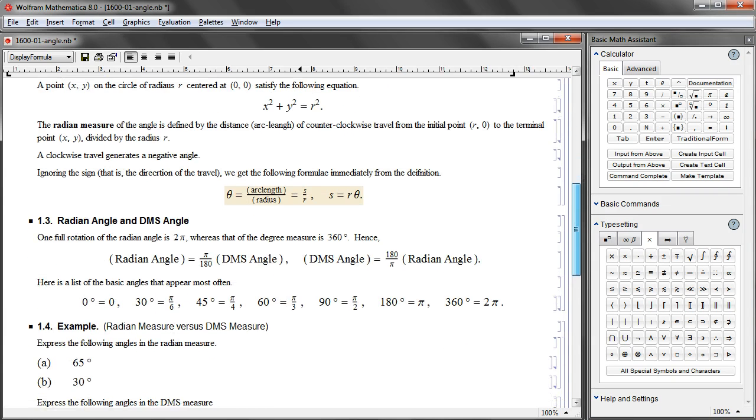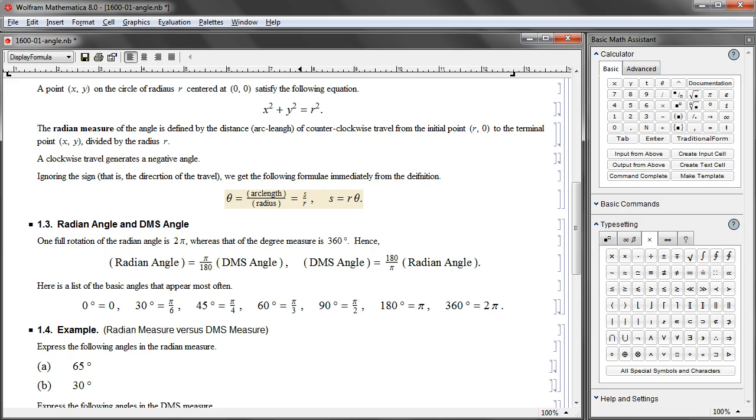Now let's talk about the relationship between radian angle and degree measure angle. DMS angle and radian angle actually measure the same quantity except in different units. So all I need is a conversion factor. Kind of like multiplying by 1.6 something to change miles to kilometers, and multiplying by 0.45 approximately to change pounds to kilograms.